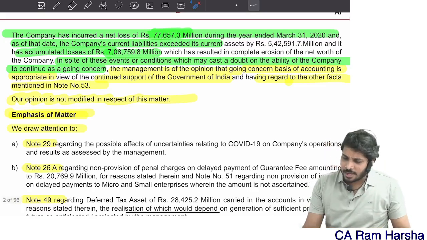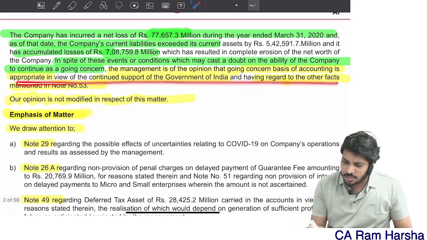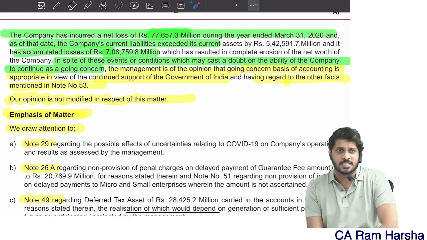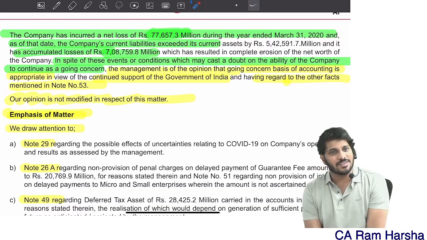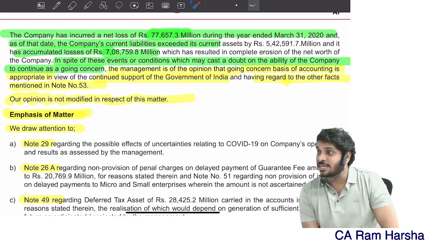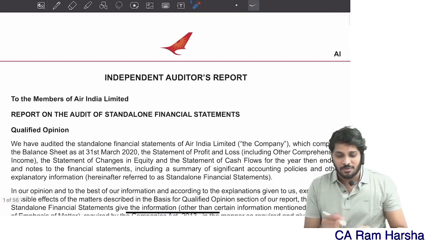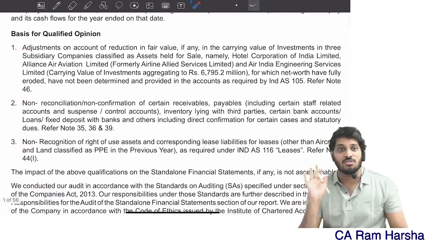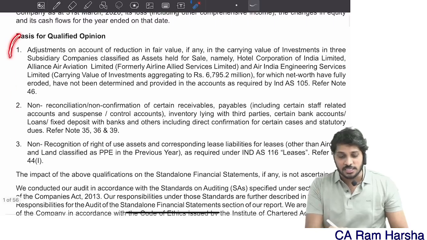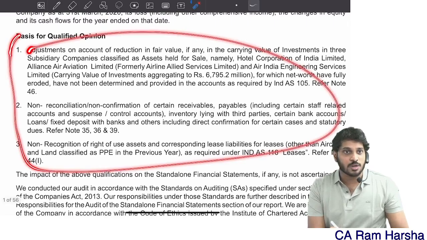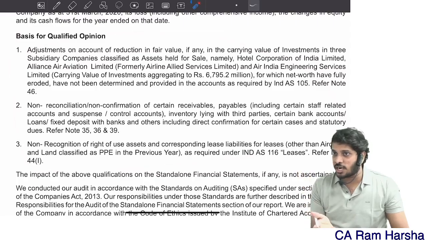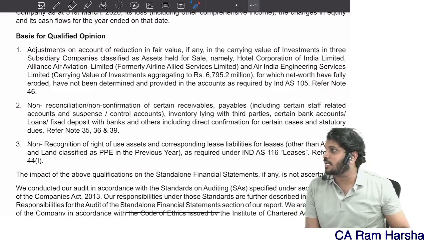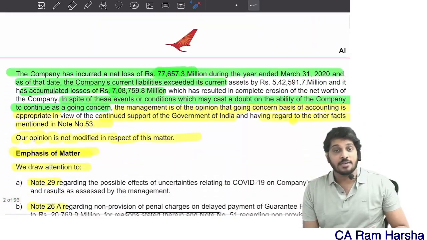And the company has disclosed everything honestly in note number 53. Everything is highlighted in note number 53, this uncertain situation. Now, when everything is highlighted, what opinion will the auditor give? Unqualified opinion. But why did they give a qualified opinion? Here the qualified opinion is given on some other issue, not related to going concern. With respect to going concern, the matter is not there. In the basis for qualified opinion, the going concern issue is not discussed, which means on the going concern point, what opinion did the auditor give? Unqualified opinion, correct?